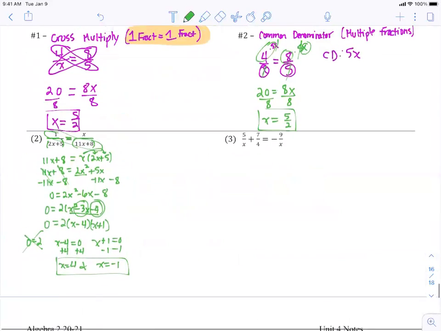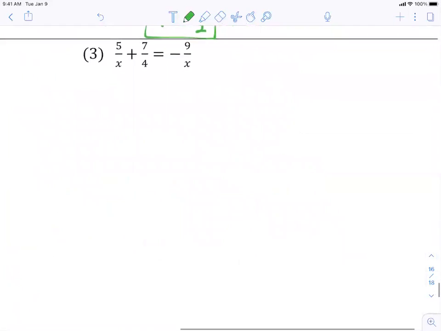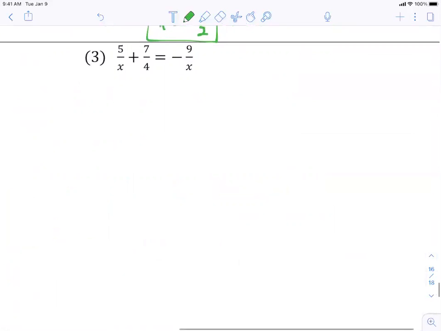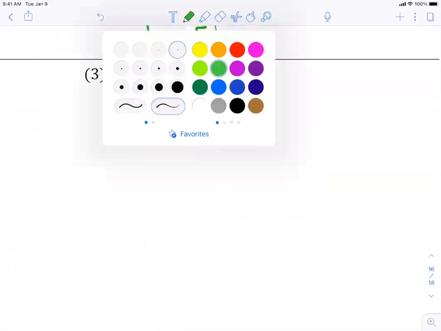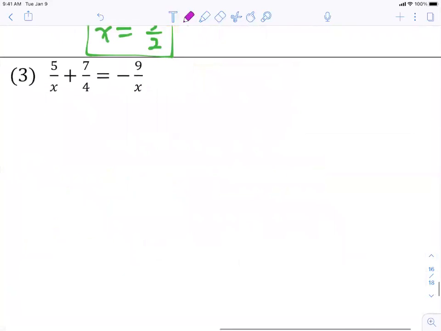Now, the other method though, like for example, number 3, we can't use that method on number 3 simply because we have more than one fraction on each side. Even if it's only on one side, that eliminates you from being able to use the common denominator method or the cross multiplication method. So we're going to use the common denominator method on this one.